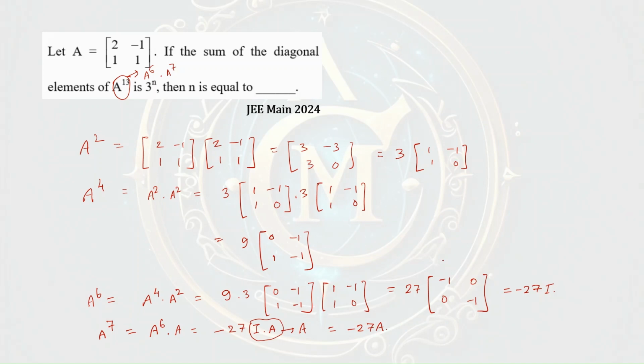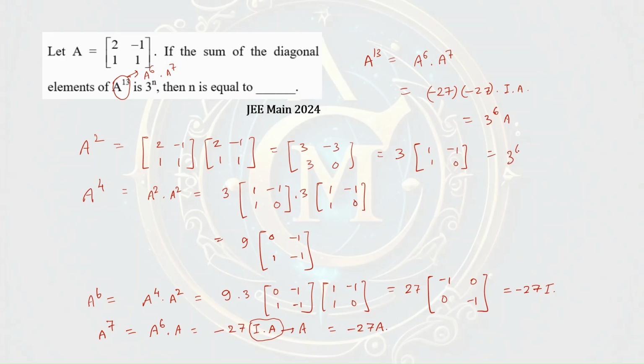So if we multiply these two matrices, it becomes A to the power 13 is equal to A to the power 6 times A to the power 7. So it is equal to minus 27 times minus 27 times I into A. So here it becomes 3 to the power 6, as we are to report the answer in power of 3. So we wrote this in this form: 3 to the power 6 times A, because I into A is A.